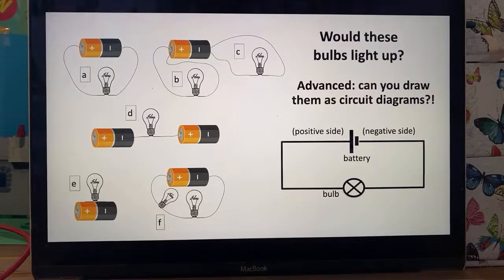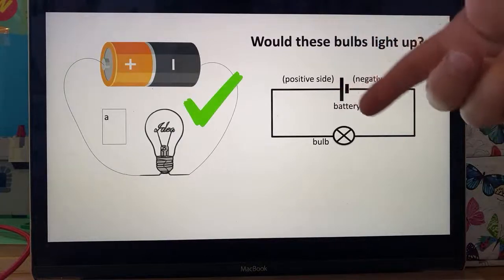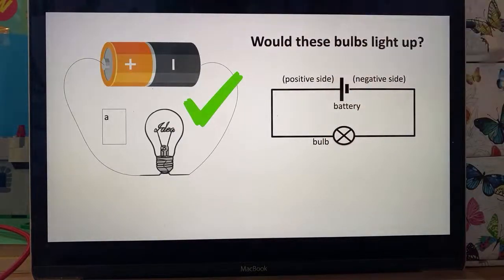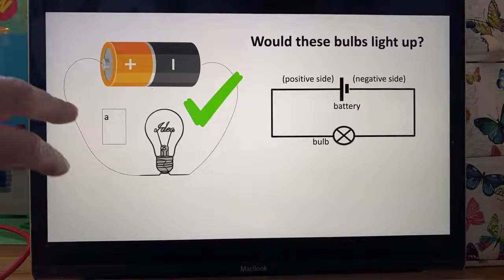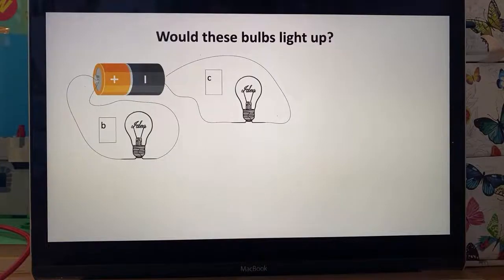How are you doing? Should we go through it? Let me come up with some ideas. So bulb number 1. Yeah, that would definitely light up. And I've already given you the circuit diagram for that. A battery, wires, bulb attached. So yeah, that's absolutely fine. Electrons in the wire would be attracted to the positive end and repelled by the negative end. So yeah, that's got current flowing through it.